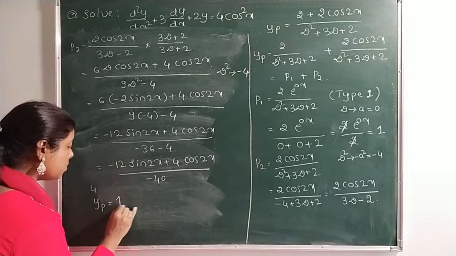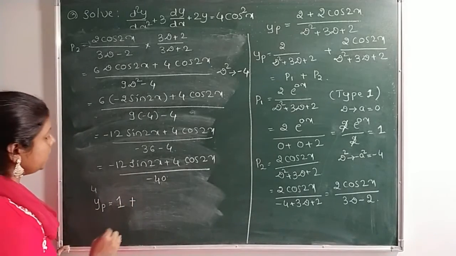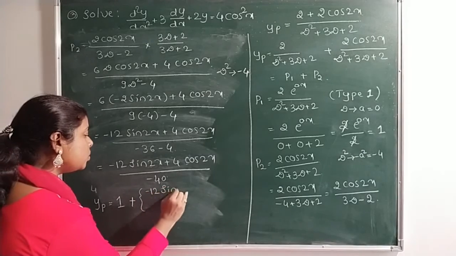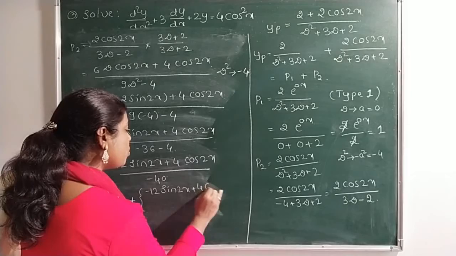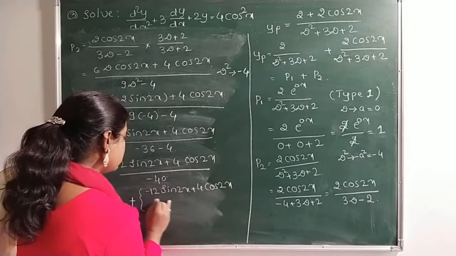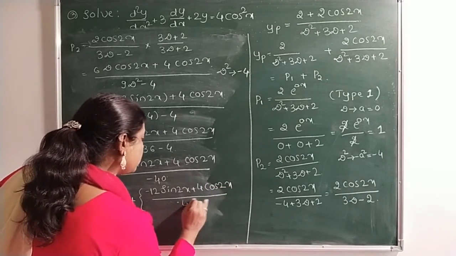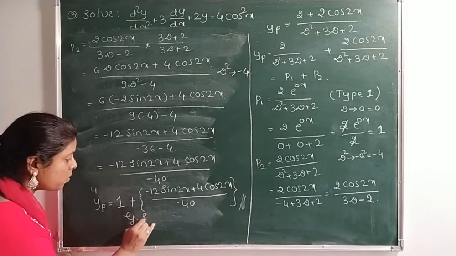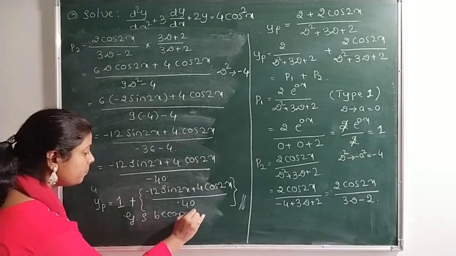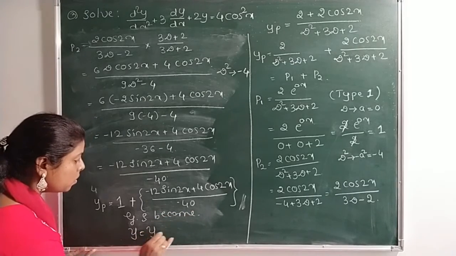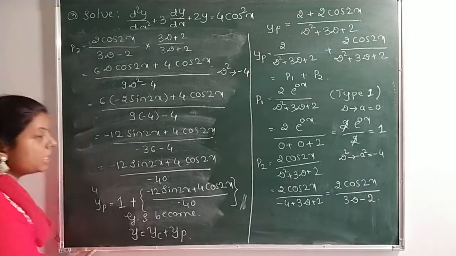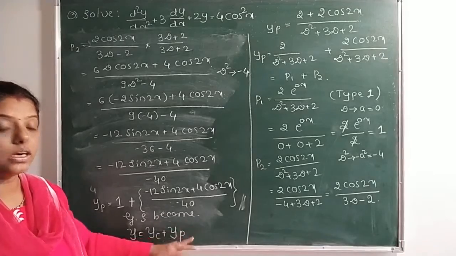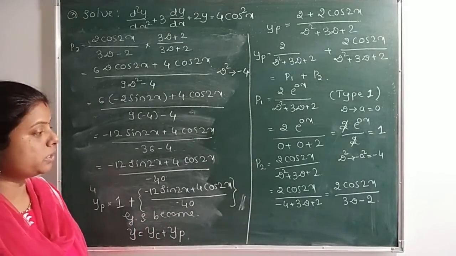Now our YP becomes YP is equal to P1 plus P2. P1 we got as 1, that 1 only you have to write. P2 is minus 12 sin 2x plus 4 cos 2x divided by minus 40. This is YP. Now the general solution you have to write in the form of y is equal to yc plus yp. Compulsorily you have to write the yc and plus yp terms to get the general solution.